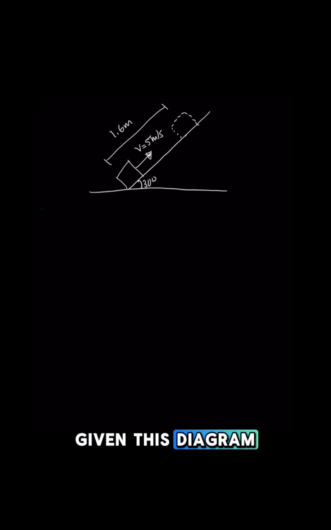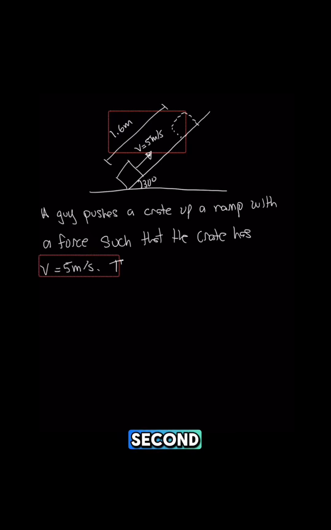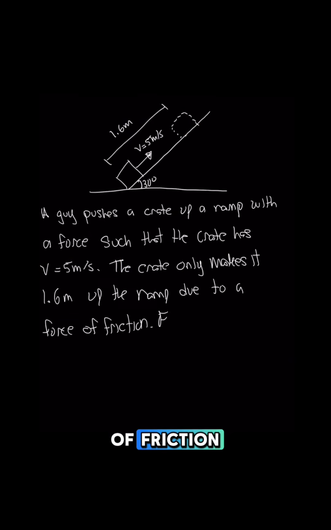Alright, so let's say you're given this diagram here of a guy trying to push this block up a ramp, and the question says, a guy pushes a crate up a ramp with a force such that the crate has an initial velocity of 5 meters per second. The crate only makes it 1.6 meters up the ramp due to a force of friction. Find the force of friction.